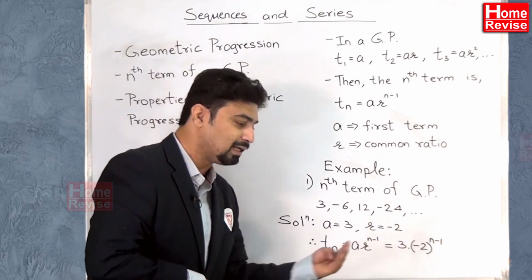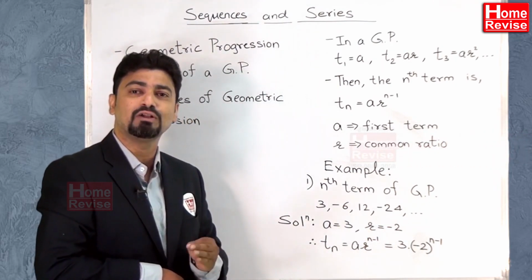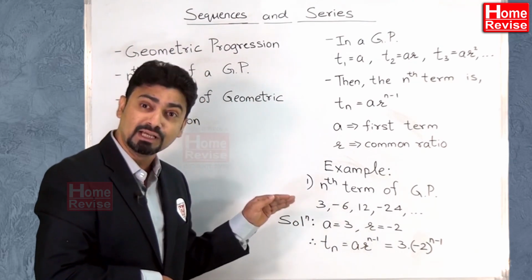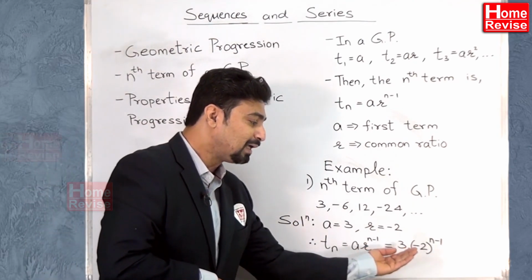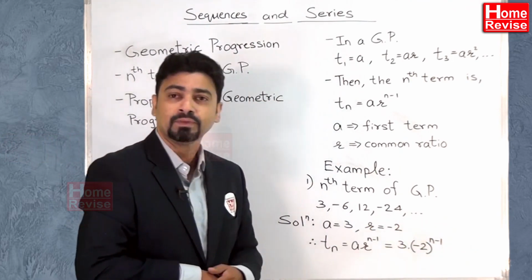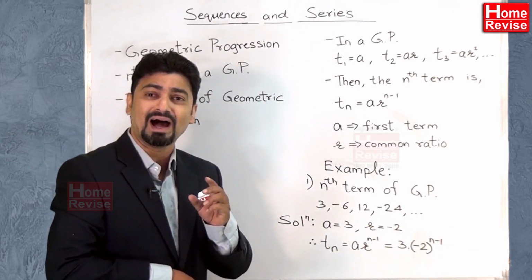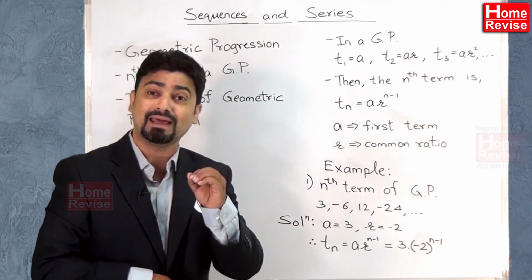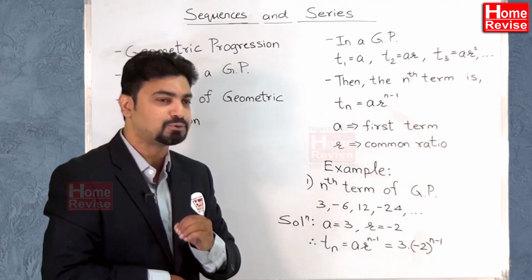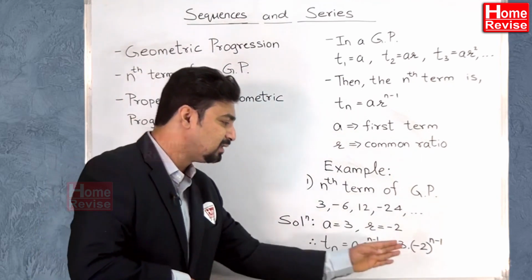r is equal to minus 2. So I can say the general formula for the nth term for this particular geometric progression will be equal to 3 into (minus 2) raised to n minus 1. Now, my dear students, if you have been asked to find a specific term, let's say they ask you to find the 10th term, simply substitute n as 10 in this formula.